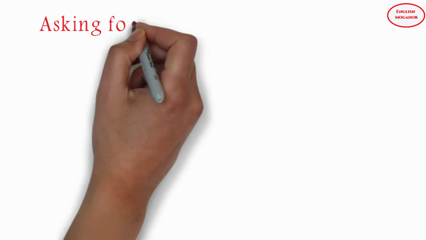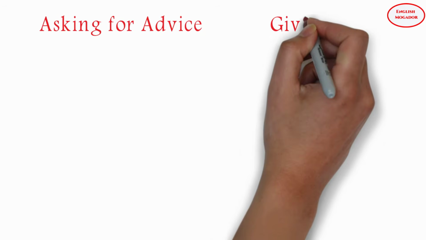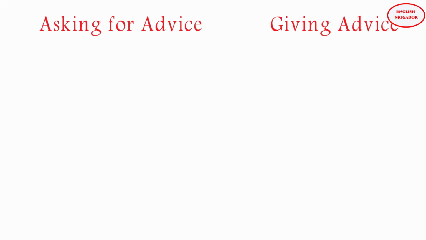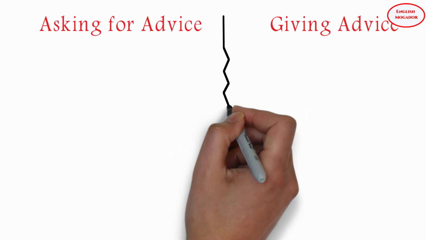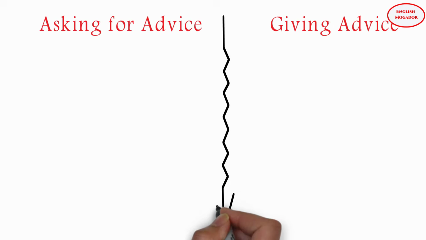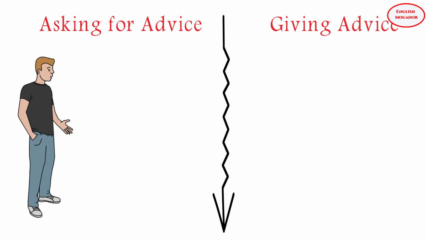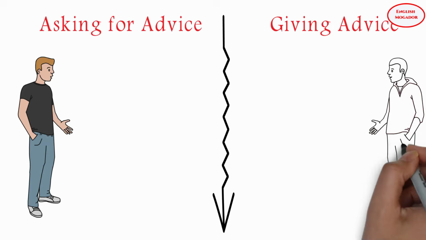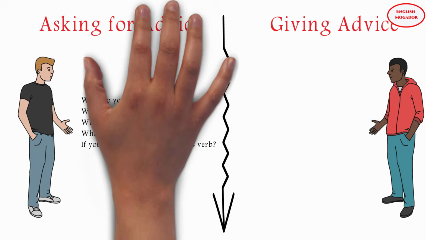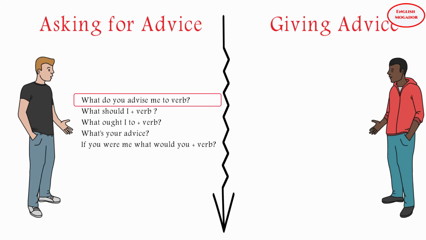In this section of the lesson you're going to learn about other ways to ask for and give advice. To ask for advice you can say, "What do you advise me to" plus verb, "What should I" plus verb, "What ought I to" plus verb, "What's your advice?" "If you were me, what would you" plus verb.